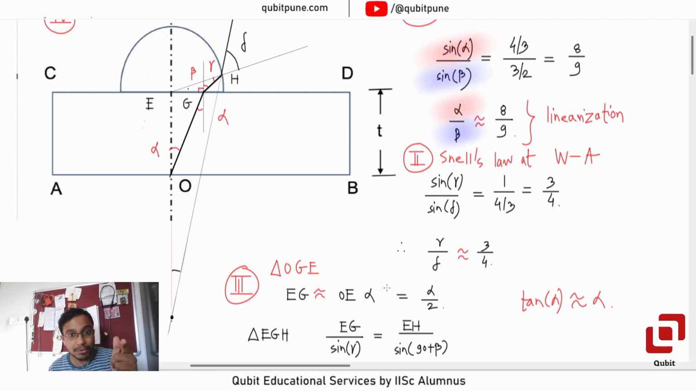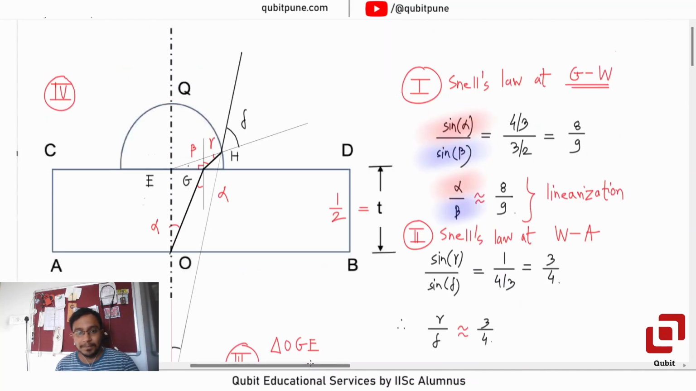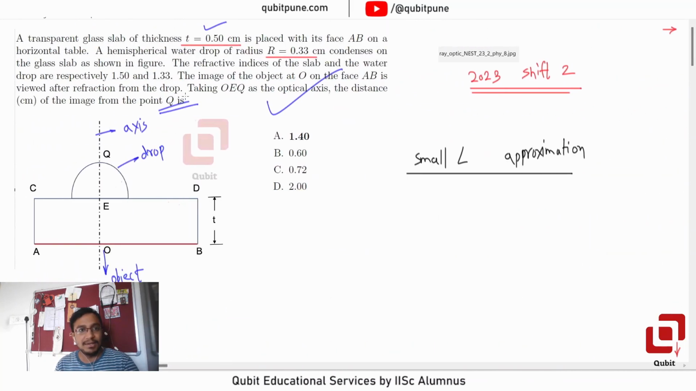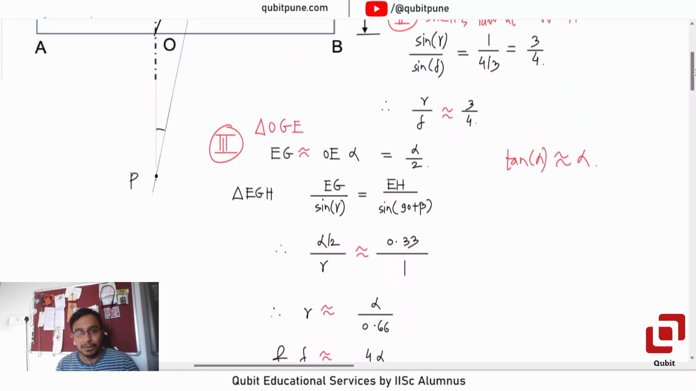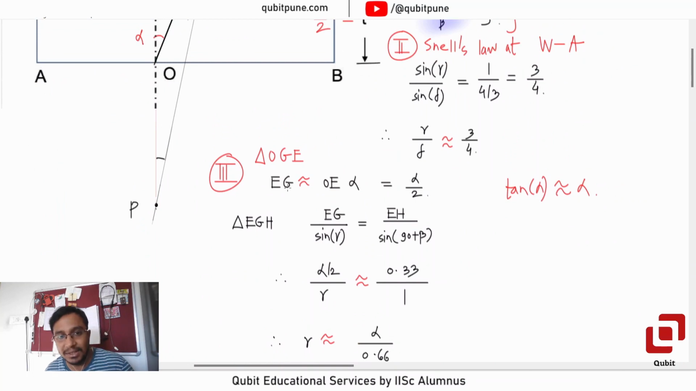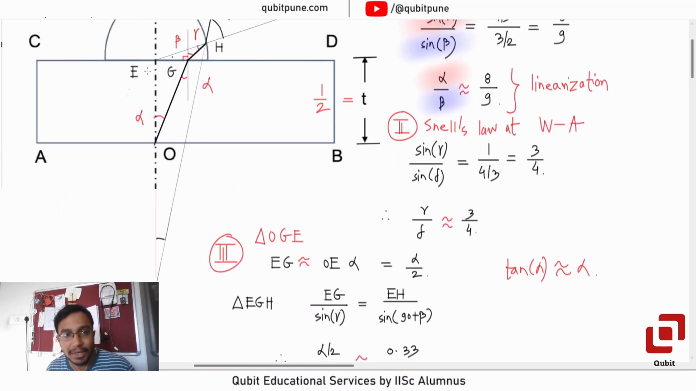But how much is OE? The thickness. Thickness is half a centimeter, given in the problem. Use it there to get EG as alpha by 2, the length of EG as alpha by 2.